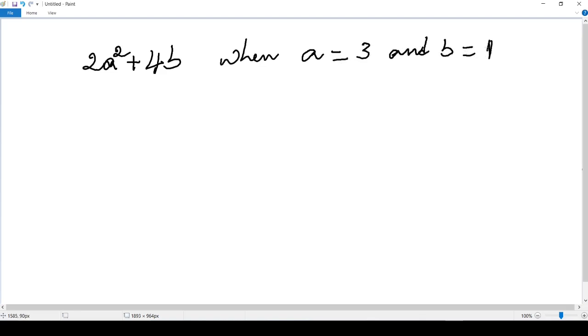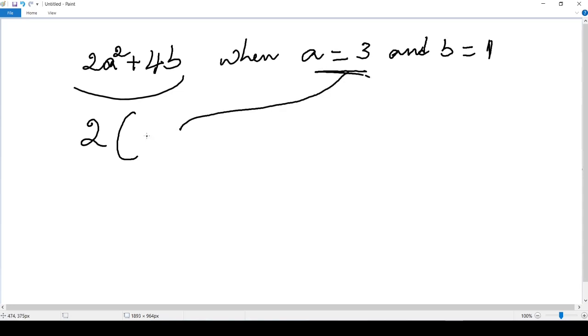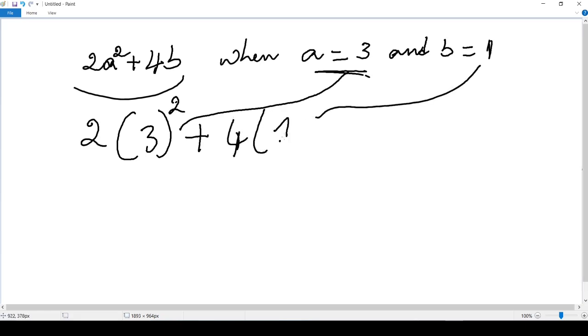Another example: evaluate 2a squared plus 4b when a equals 3 and b equals 1. So we have to rewrite our expression while substituting variables with their values. Here, 2, the value of a is 3, so I have 3 squared, right, plus 4, the value of b is 1.